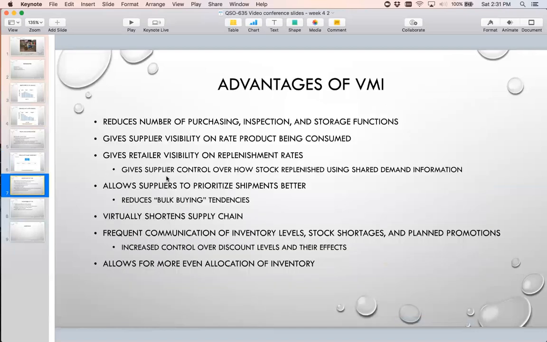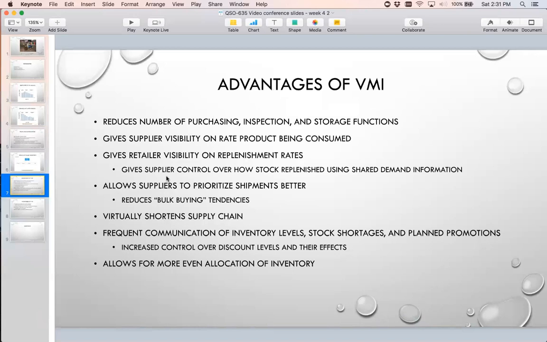So here's some advantages real quick. I'll just run through these real quick. They reduce the number of purchasing, inspection, and storage functions because, once again, there's no chain for them to go through. Each of those elements don't need to have their own functions. Everything is done all at once. So everyone knows what everyone else is doing. This requires visibility of the rate of product being consumed.